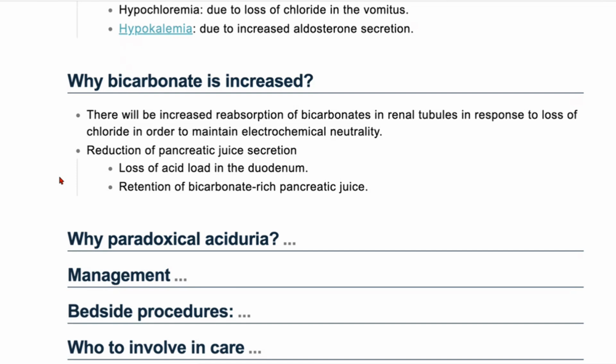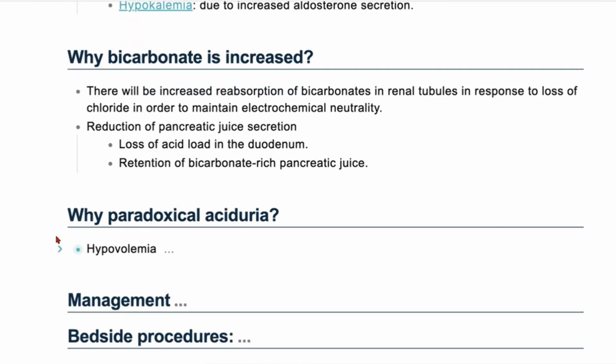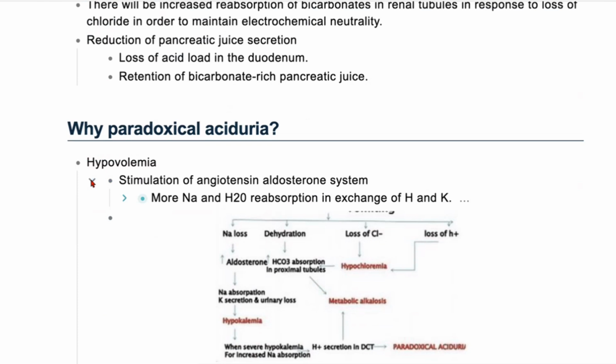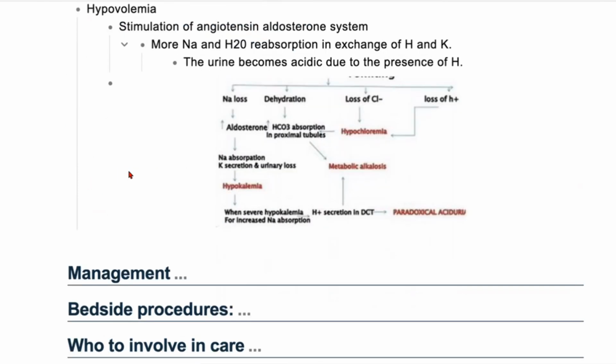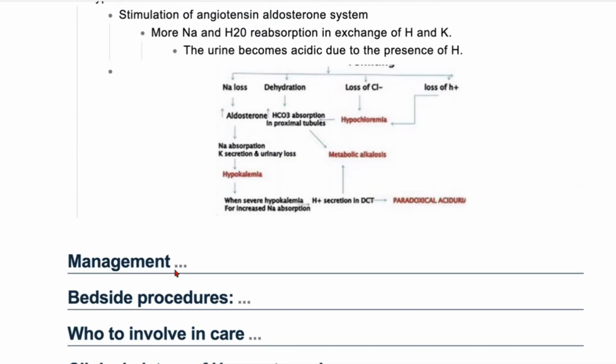So here we would have hypovolemia, which would subsequently activate the renin-angiotensin-aldosterone system. Because of that, we want to retain more chloride and water. Therefore, we get exchange of potassium and hydrogen ions outside of cells, so they become extracellular, and they're released more in the urine. So you have more hydrogen ions in the urine. Perfect. Very well done. What's the management for this patient?